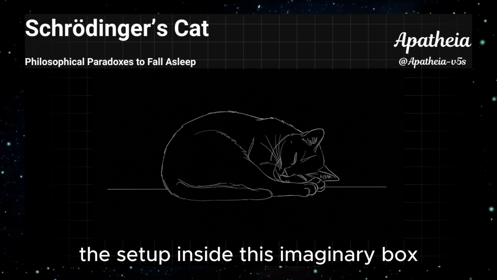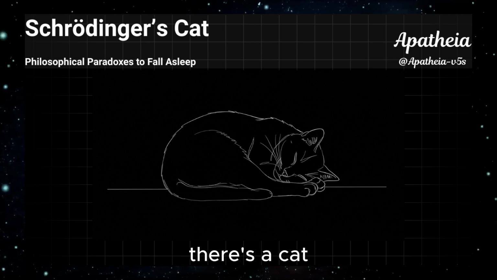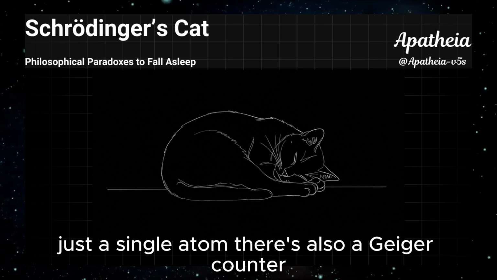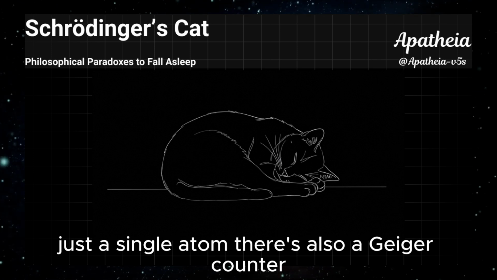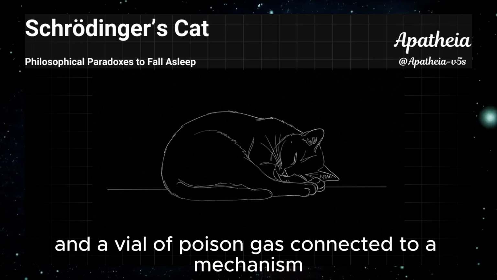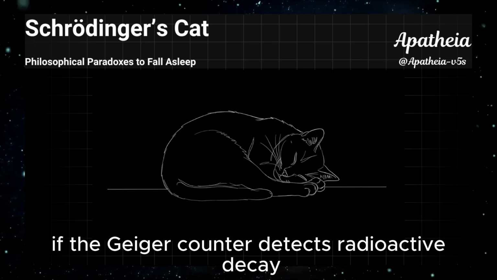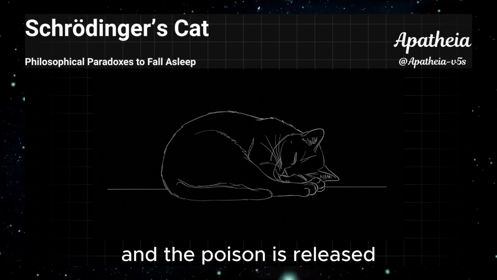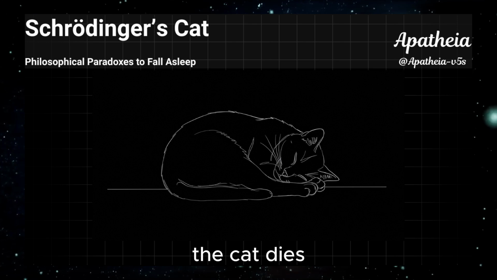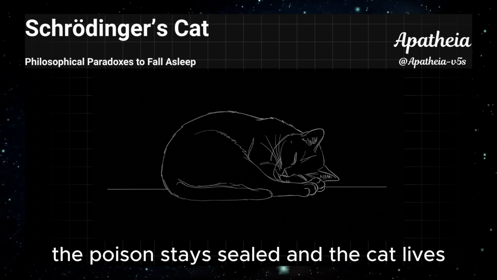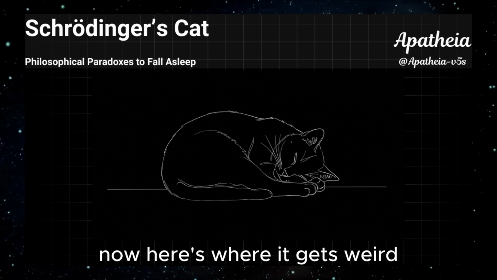The setup: inside this imaginary box there's a cat. Alongside it is a tiny bit of radioactive material, just a single atom. There's also a Geiger counter to detect whether the atom decays, and a vial of poison gas connected to a mechanism. If the Geiger counter detects radioactive decay, the mechanism breaks the vial, and the poison is released. The cat dies. But if the atom doesn't decay, the poison stays sealed, and the cat lives. Now here's where it gets weird.